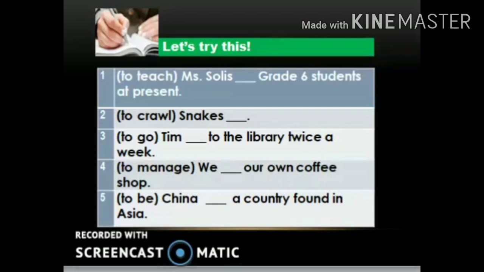Number 4. We manage our own coffee shop. This expresses a present action. And number 5, China is a country found in Asia. This expresses a fact.